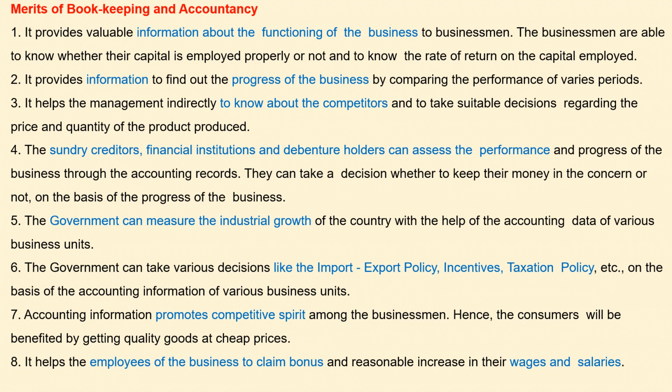Seventh one, the accounting information promotes competitive spirit among the businessmen. Hence, the consumers will benefit by getting quality goods at cheaper price. Since competitive pricing is created, all companies try to reduce the cost of production, and the benefit is transferred to consumers. Eighth one, it helps the employees of the business to claim bonus and a reasonable increase in their wages and salaries. This is possible only when the final accounts are disclosed.